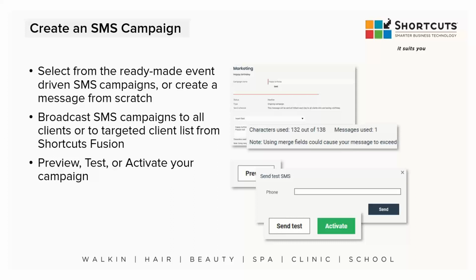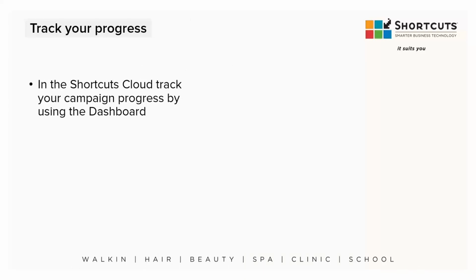So you create your campaign, you send a test to yourself if you want, and if you're happy with it, you activate it. So you can choose the day and the time this text goes out. And the same goes for any emails that you're setting up for your customers.